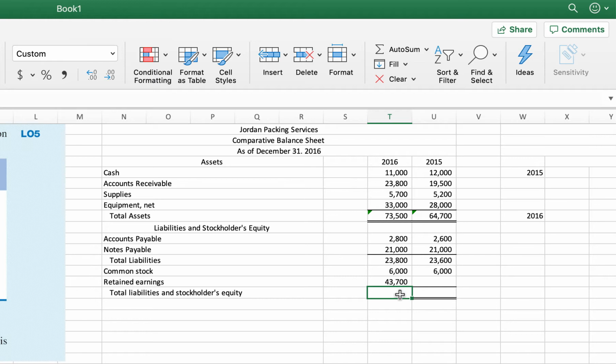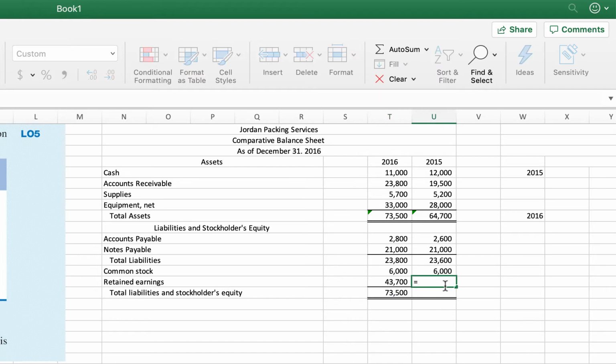Well, let me make sure that I did this correctly. So to calculate total liabilities and shareholders' equity, I take my total liabilities plus my stockholders' equity, which is my common stock plus my retained earnings. Assets equal liabilities plus owner's equity. They're both $73,500. I am good. Okay. We're going to do the same thing for 2015, right?